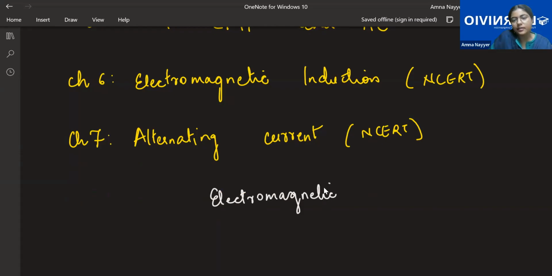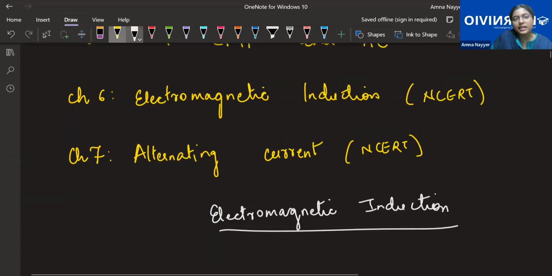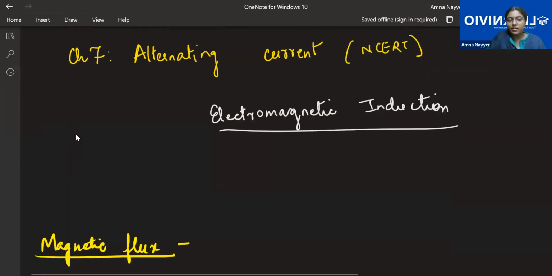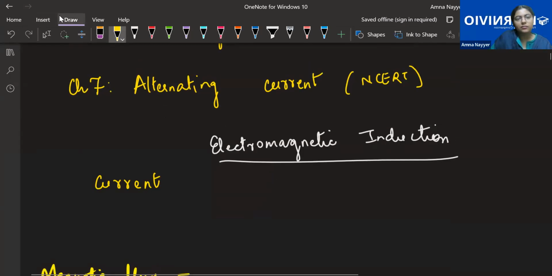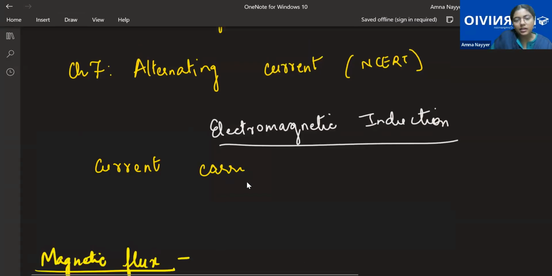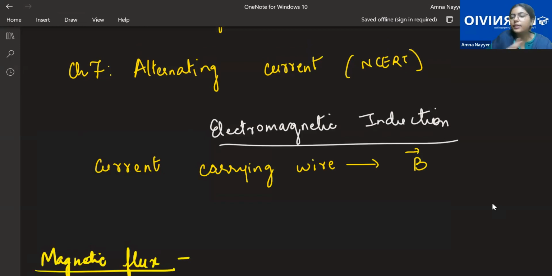So this will be electromagnetic induction. Now, look, the question that we had earlier was, if there is a current carrying wire, will it produce a magnetic field? Current is there, current carrying wire, will it produce magnetic field or not? The earlier question was this.